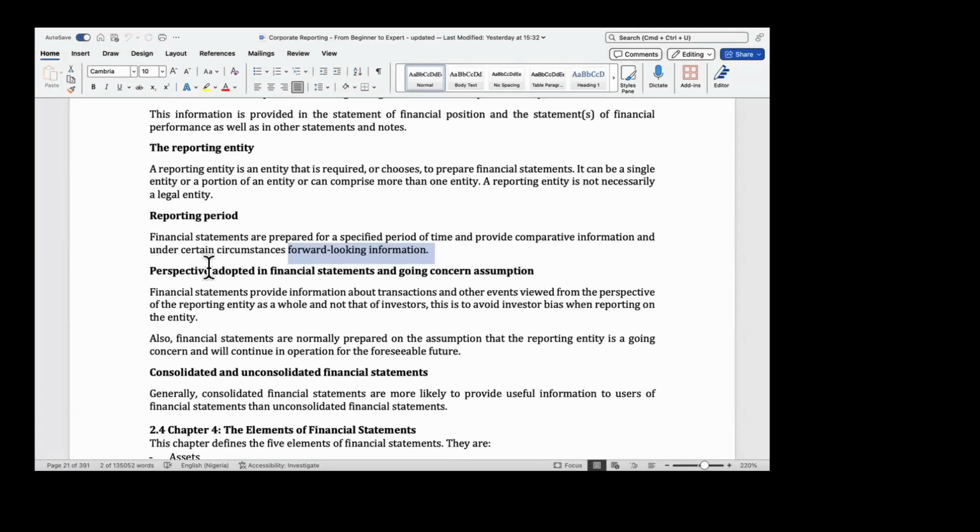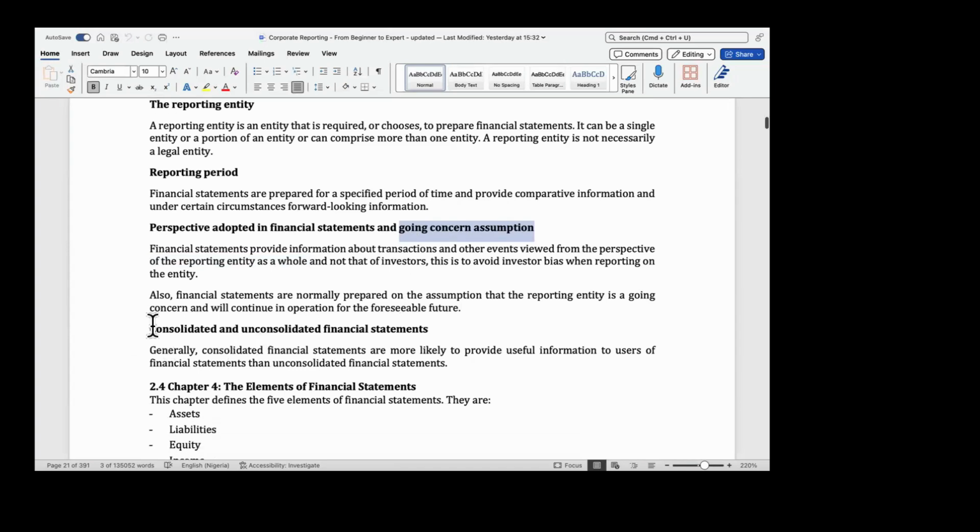And when we are presenting our financial statements, we prepare them from the perspective of the reporting entity. So financial statements are provided from the perspective of the reporting entity and not the investor. That's the perspective on which financial statements are provided. And furthermore, when you present financial statements, we assume that the reporting entity will continue to operate into the foreseeable future. That's the going concern assumption, right? So it's on this principle that financial statements are reported and presented.